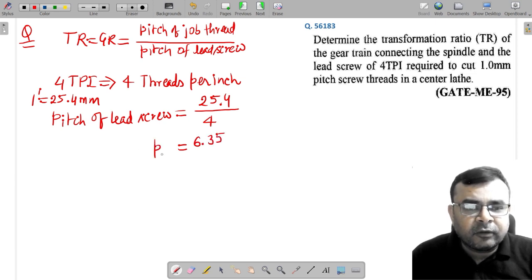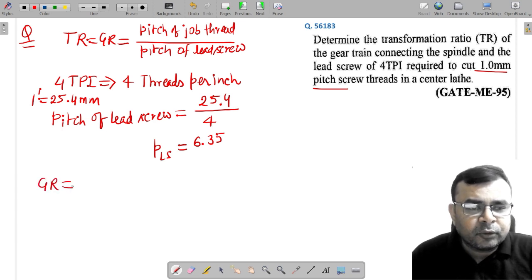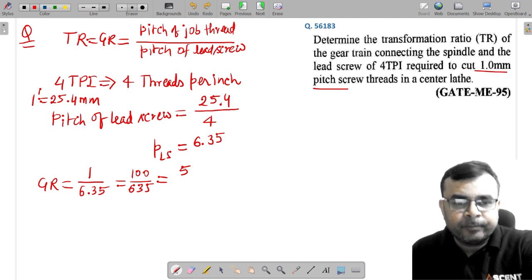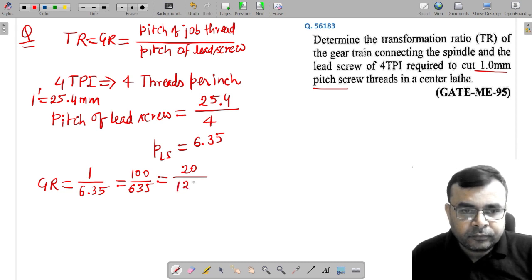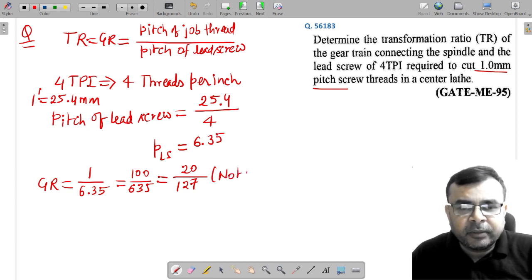Correct? So the pitch of the lead screw is 6.35, and we need to cut a 1 millimeter pitch screw thread. Here the ratio can be written as pitch of the thread, which is already given, that is 1 millimeter, over pitch of the lead screw, which is also given, 6.35. Now if I simplify, I get 100 by 635, and if we divide by 5, we get 20 by 127.